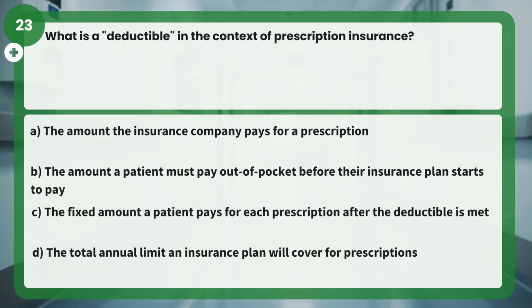Question 23. What is a deductible in the context of prescription insurance? A. The amount the insurance company pays for a prescription. B. The amount a patient must pay out of pocket before their insurance plan starts to pay. C. The fixed amount a patient pays for each prescription after the deductible is met. D. The total annual limit an insurance plan will cover for prescriptions.